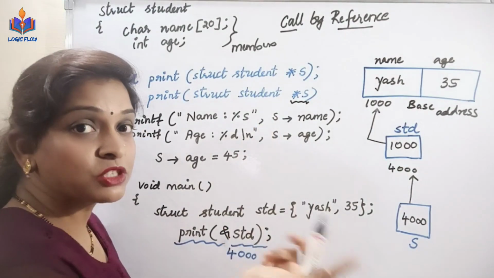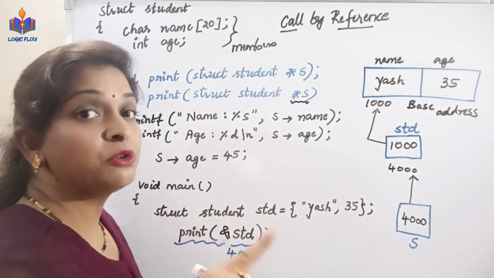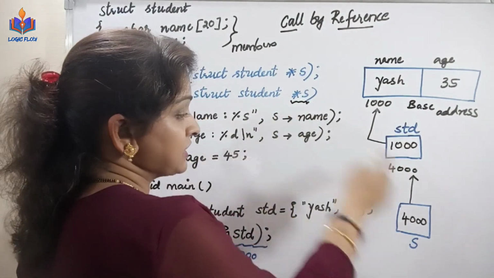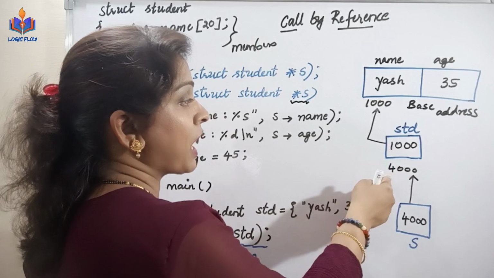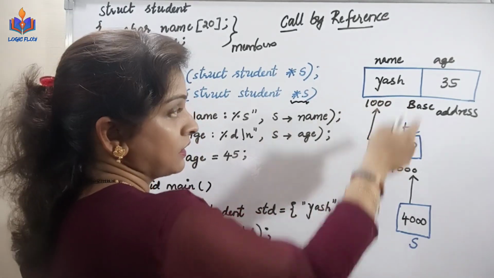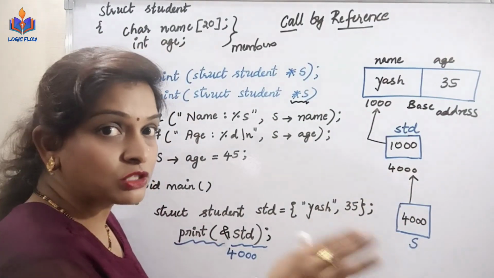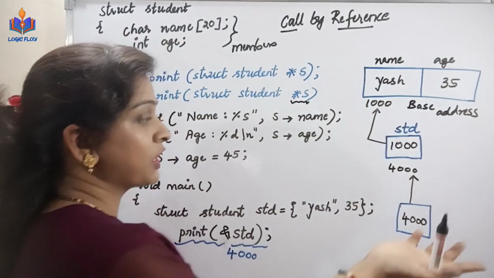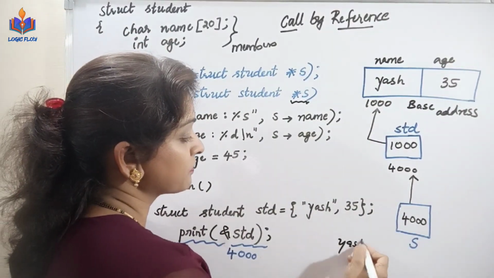Then here, when I am using a structure pointer, I need to use the arrow mark. So I am redirecting yes. Yes is 4000. What do we have in 4000? It is 1000. 1000 arrow mark, not dot, because we are using a pointer. 1000 arrow mark name. So I am referring to this, and in the output I am going to get yes.